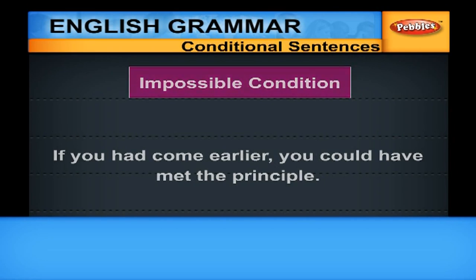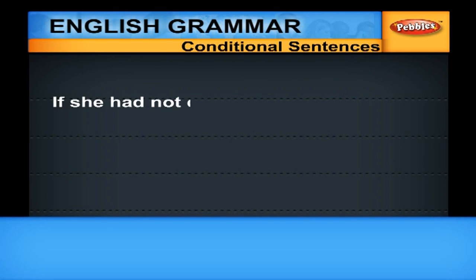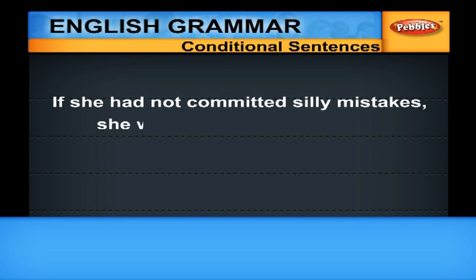If she had not committed silly mistakes, she would have won the prize. But she committed silly mistakes and she did not win the prize. So it refers to a past action. The condition was not carried out. Past condition was not carried out, and so there was a failure.